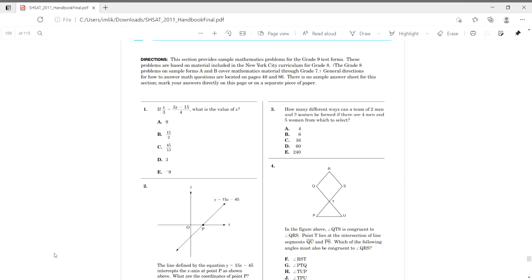We will be starting on page 109 with question number 1. So let's go. We're given x over 3 is equal to 3x minus 15 over 4. What is the value of x?